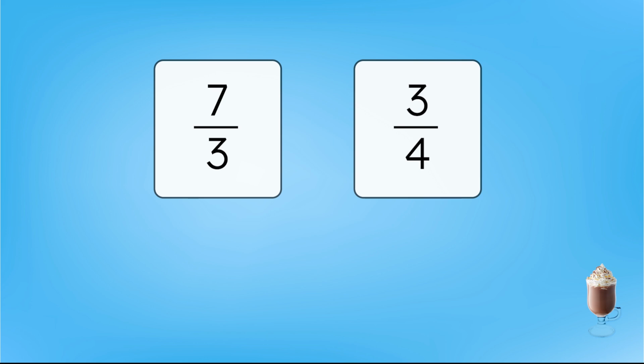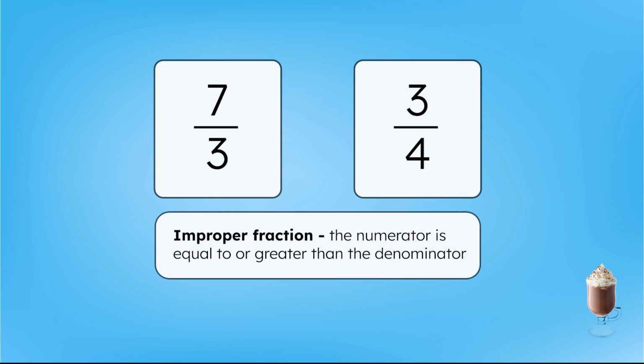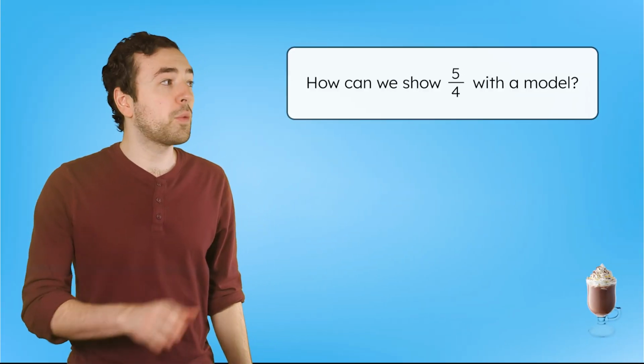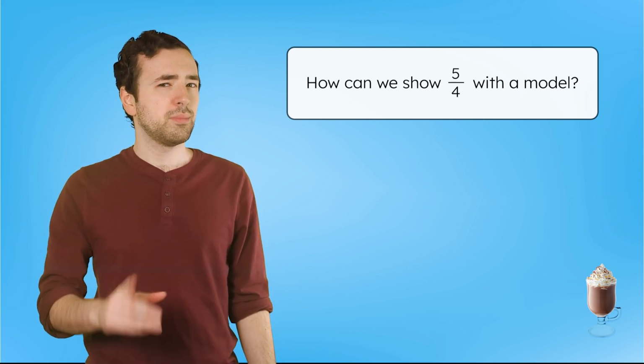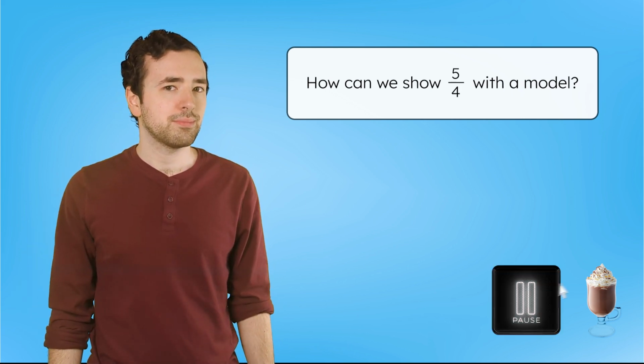Fractions like 7/3 with numerators that are equal to or greater than the denominator are called improper fractions. And an improper fraction has a value that is equal to or greater than 1 whole. So how can we show the 5/4 teaspoons of sugar with a model? Pause here to record your thinking.